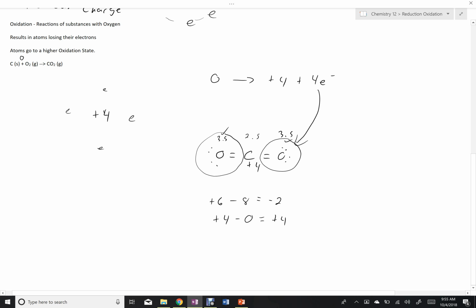Now, I think what we need to do before we go any further in this is spend some more time really understanding what oxidation states are. So I'm going to stop here on this video, and I'm going to go into another video where I really look at oxidation states more clearly.